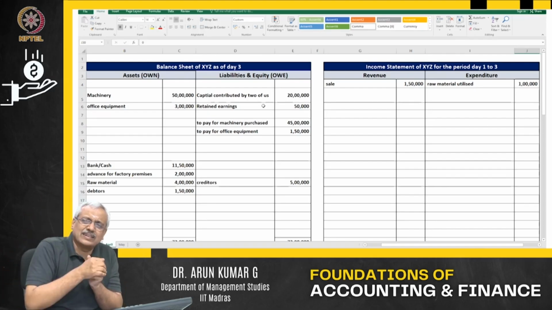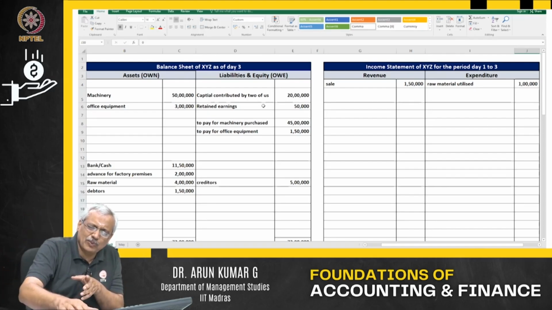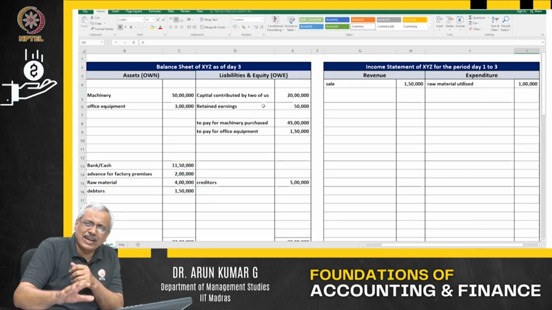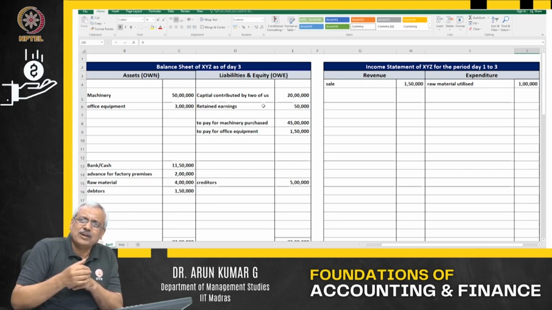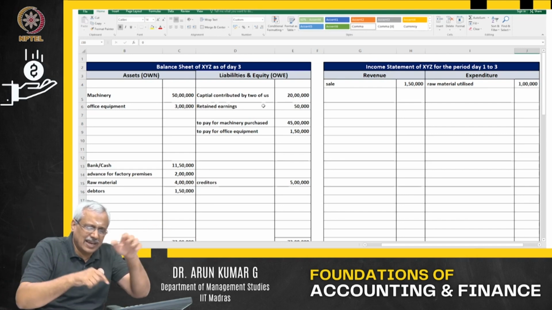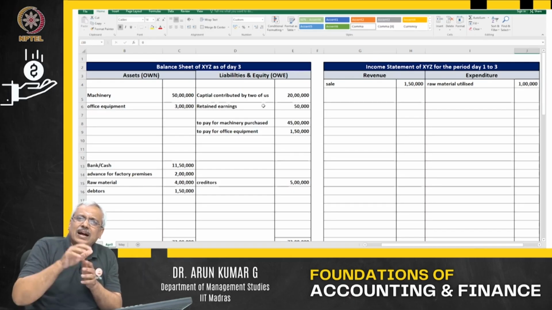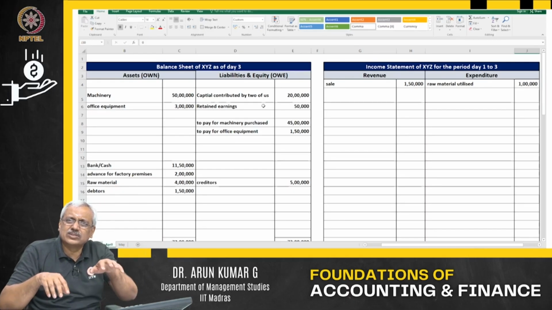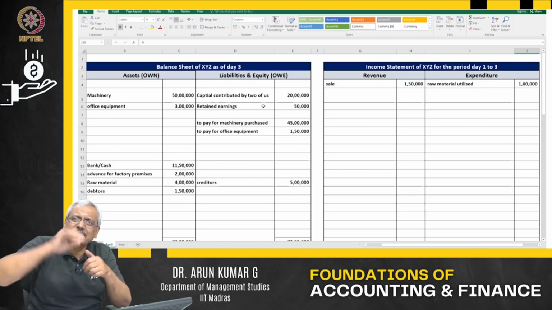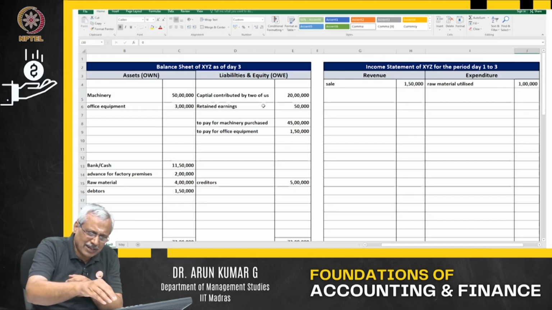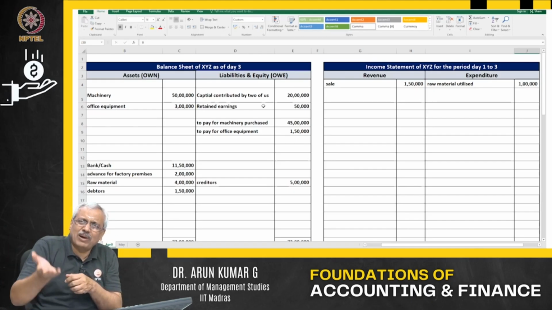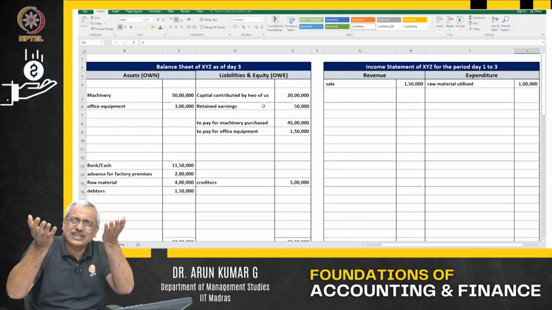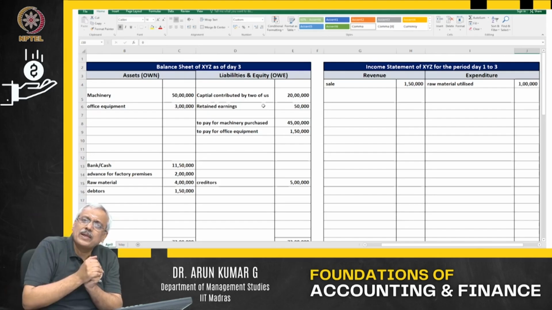For example, let us say a sale took place for 150,000. My revenue increased. My asset also increased, that is, I have to get money. I utilize raw material, my asset reduced, my expenditure increased. When somebody contributed capital, what happens? My liability, that is the money that I owe, went up. My cash, that is asset, also went up.